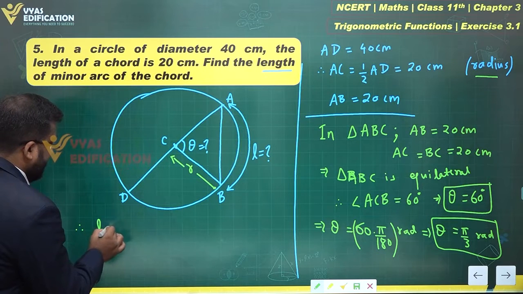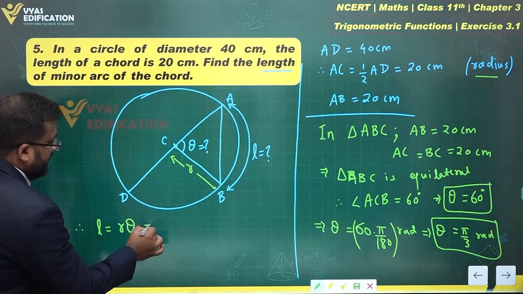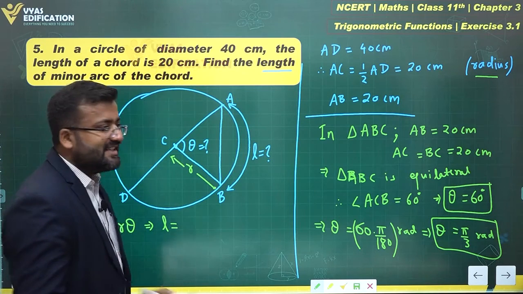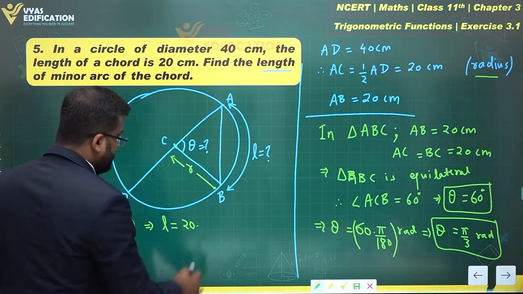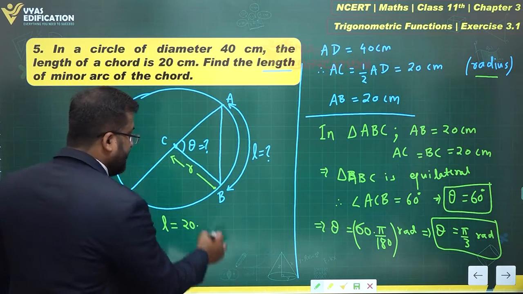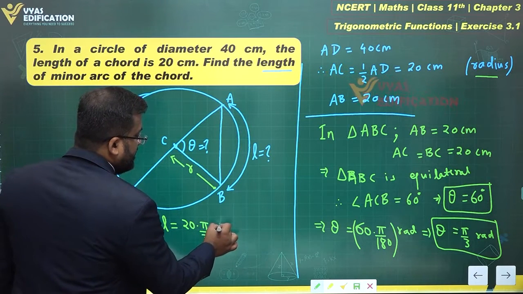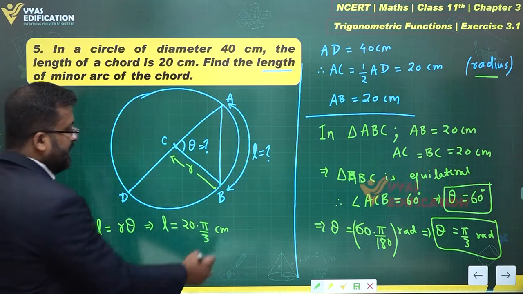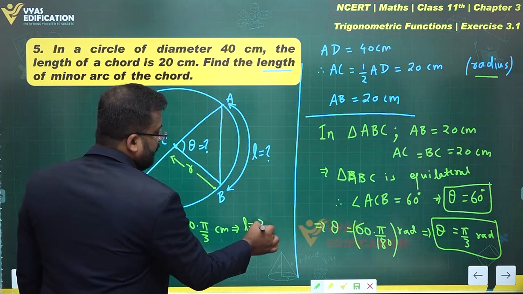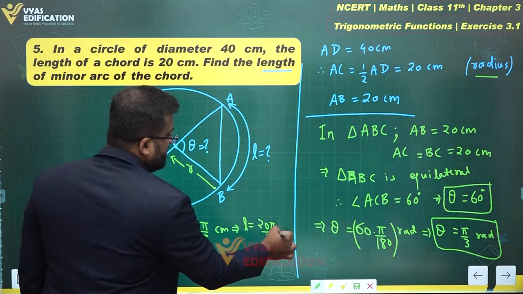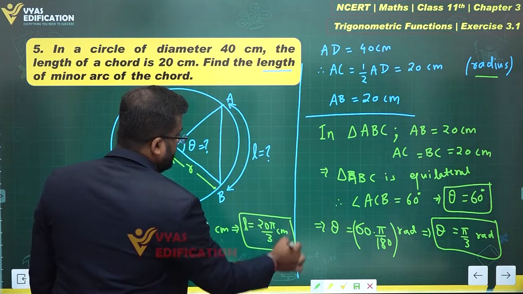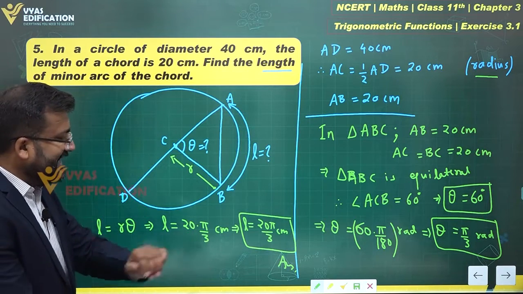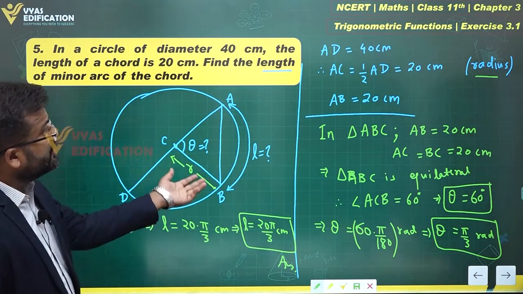After we have found this much, we can easily solve for the length. Therefore, L equals R theta. What does that give me? L equals R, the radius is 20 centimeters, 20 times theta, theta is pi by 3 centimeters. This is what you get. This gives me L equals 20 pi by 3 centimeters. That is my answer for this question.